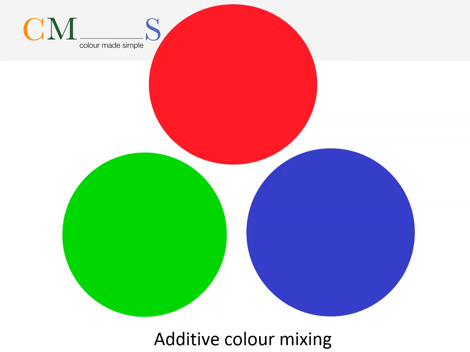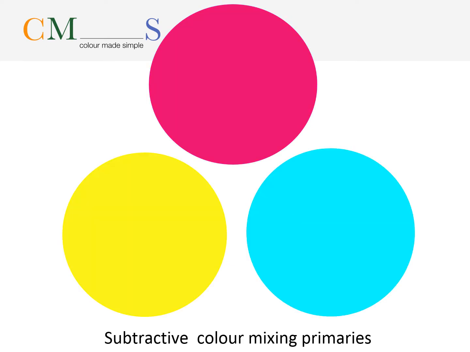There are two sets of primaries, the additive primaries and the subtractive primaries. What do we mean by additive primaries? These are the primaries of light, red, green and blue. The primaries of subtractive colour mixing, the world of paints and pigments, are cyan, magenta and yellow, and not red, blue and yellow. Learn more about primaries in CMS.